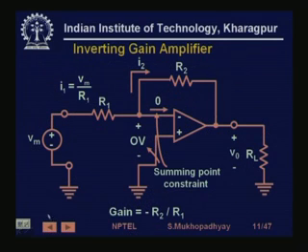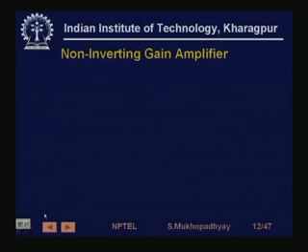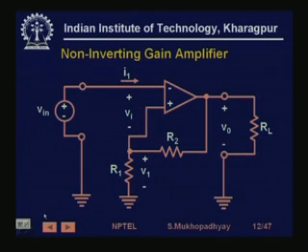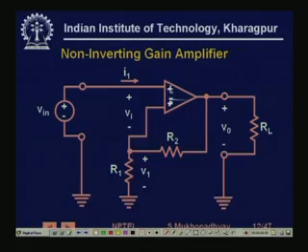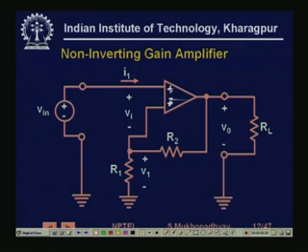Now we go for another configuration, the non-inverting gain amplifier. In the non-inverting gain amplifier configuration, see that this is actually wrong. This should be plus and this should be minus. In fact, you can ponder a very interesting question: what if this was minus and this was plus? Then you would have a case of positive feedback and the circuit would not have behaved like a linear amplifier at all. Anyway, we are not discussing that case, but this is plus, this is minus.